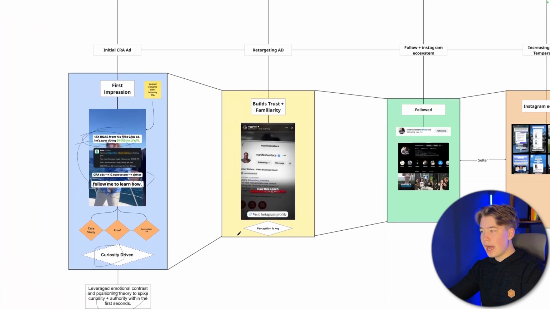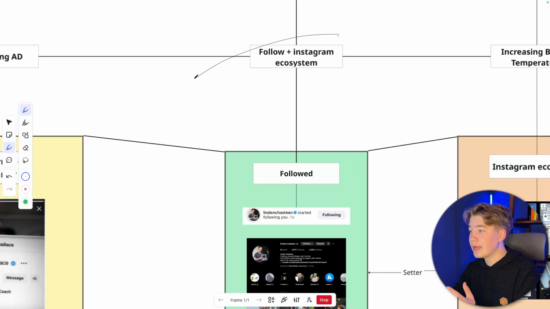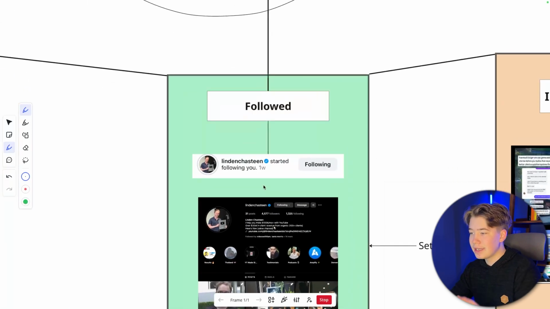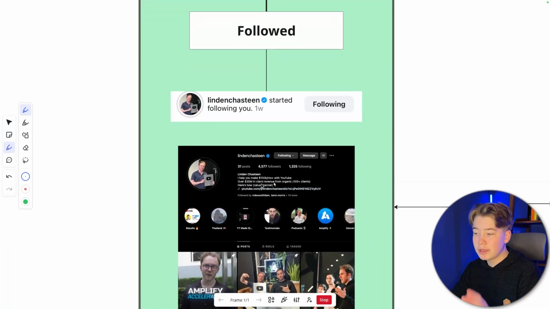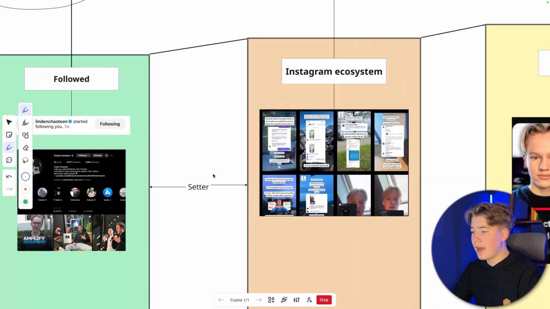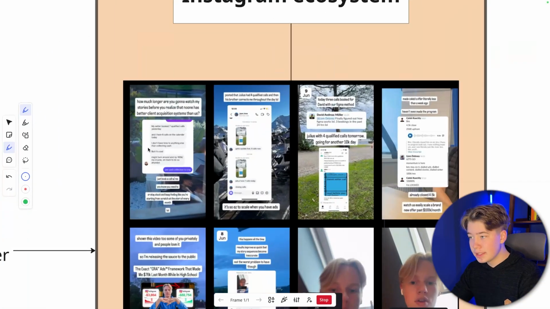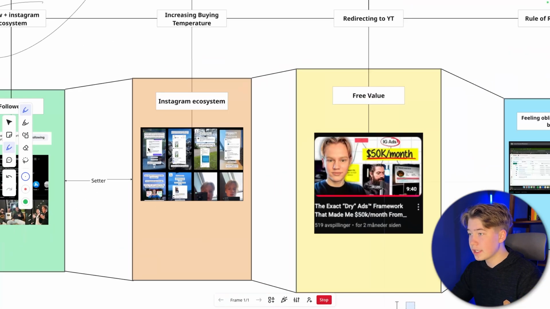So the reason why we want followers is because followers are getting people into your Instagram ecosystem. You can see here, Lyndon. Lyndon is the guy who PIFed 9.6K recently. It all started with a follow from the ad, okay? So Lyndon started following us, and then he was in the Instagram ecosystem, getting nurtured by my business partner's stories and all these other things today.